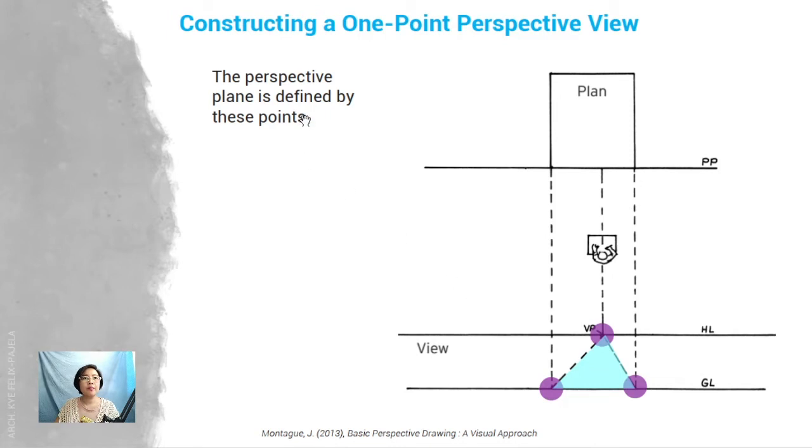After nyan, makikita natin na meron tayo ditong na-highlight na triangle. That is the perspective plane. Diyan yung bounds kung saan ilalagay yung perspective view. Hindi pwedeng lumagpas dyan. Kumbaga, na-define na niya yung boundary. Okay? So, we are just going to trace the lines from yung mga corners papunta sa vanishing point.